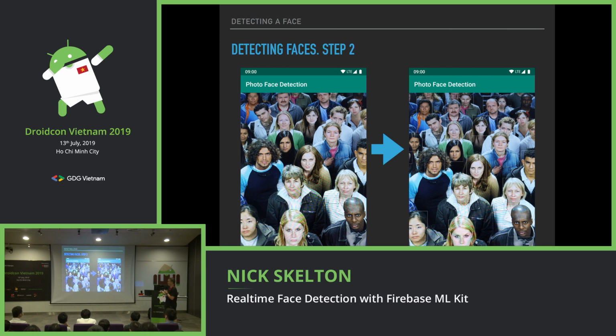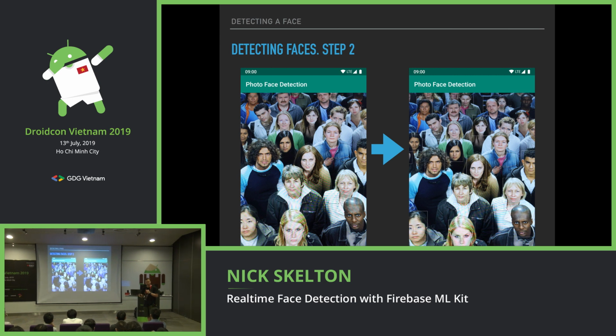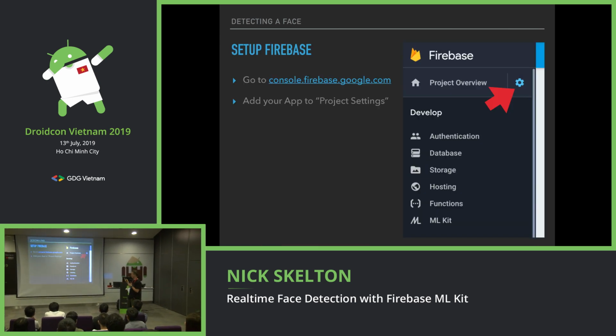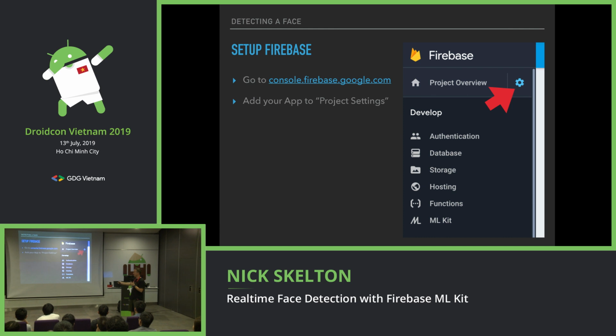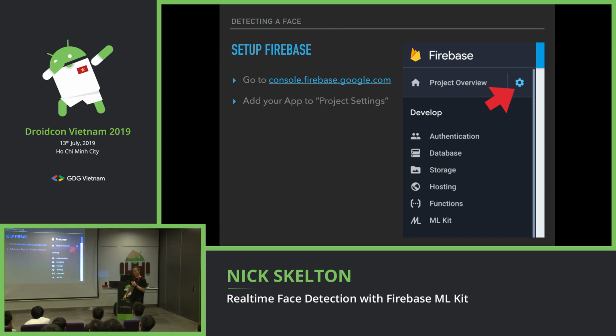Now we want to put some boxes around that face. Simple, right? We just want to put a box. Okay, and then we've got our bounding box, right? That's obviously probably jumping into your head. But we need to set up Firebase first.